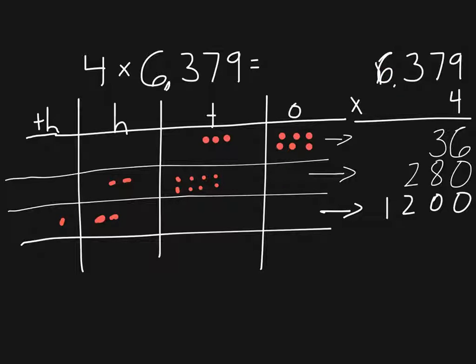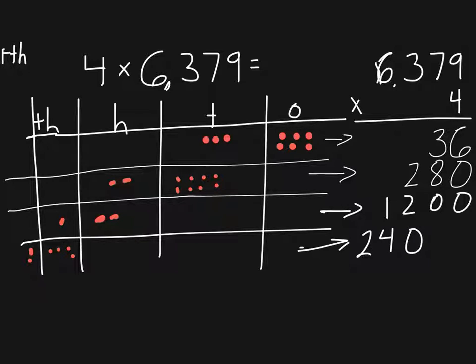So I need to add another column to my place value chart. I need to add my 10 thousands over here. And 4 times 6 thousands, I would end up with 2 dots in my 10 thousands column and 4 dots in my thousands. So I can remark this over here. So it is 2 10 thousands, 4 thousands, 0 hundreds, 0 tens, 0 ones.